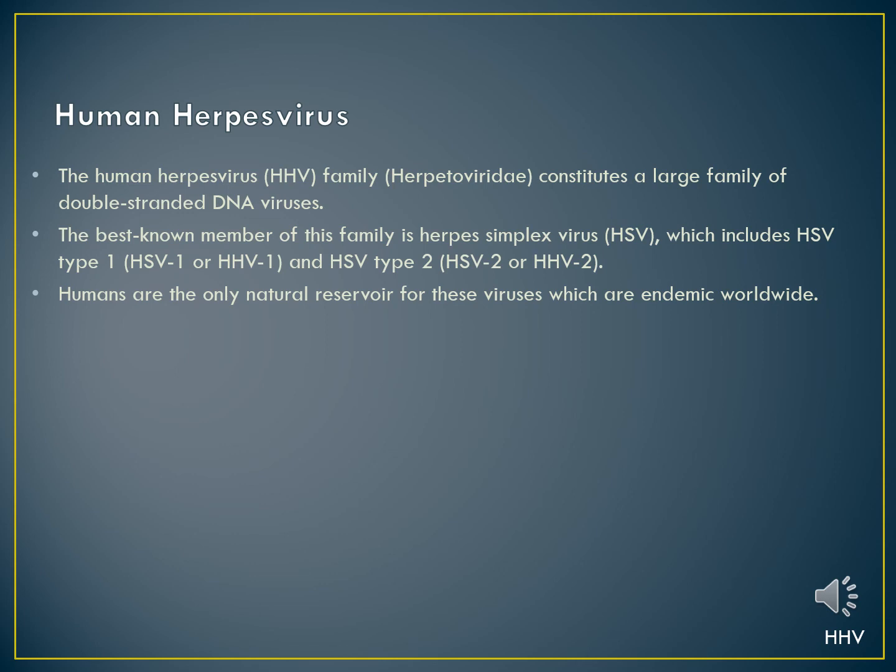The human herpes virus family constitutes a large family of double-stranded DNA viruses. The best known member of this family is HSV, otherwise known as herpes simplex virus, which includes HSV type 1 and HSV type 2. Other members of the family include varicella zoster virus, Epstein-Barr virus, cytomegalovirus, and more recently discovered members such as HHV 6, 7, and 8. Humans are the only known natural reservoir for these viruses, which are endemic worldwide.